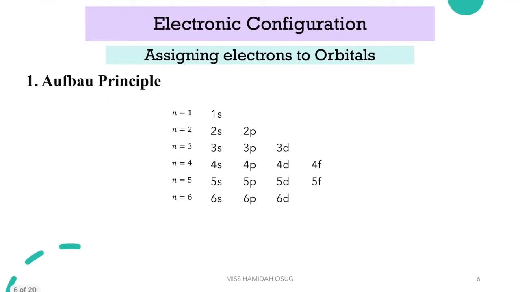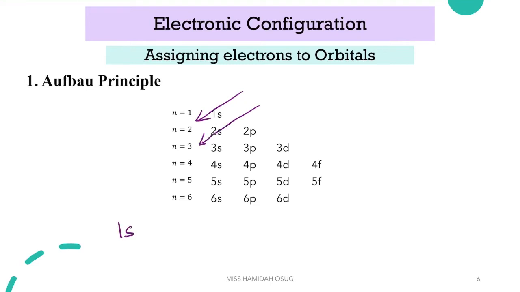So we have a diagram here. When n is equal to 1, it only has 1s. When n is equal to 2, it only has 2s and 2p orbital. And then when n is equal to 3, it only has 3s, 3p and 3d orbital. And so on and so on. So what will we do to the diagram? So we will cut the diagram from top right corner.